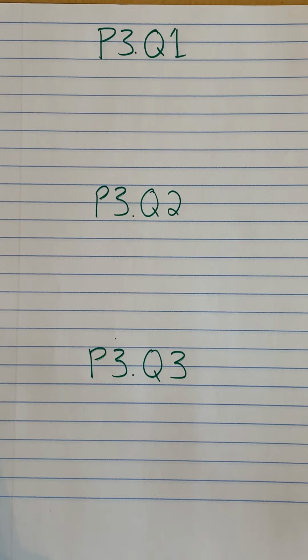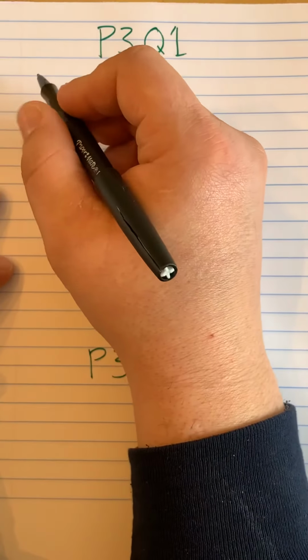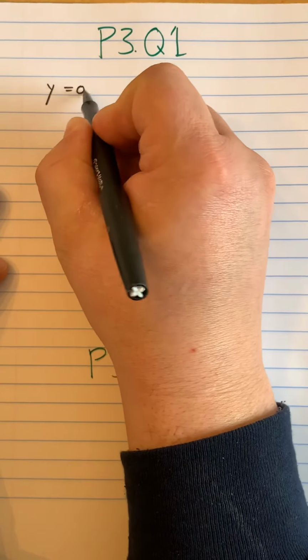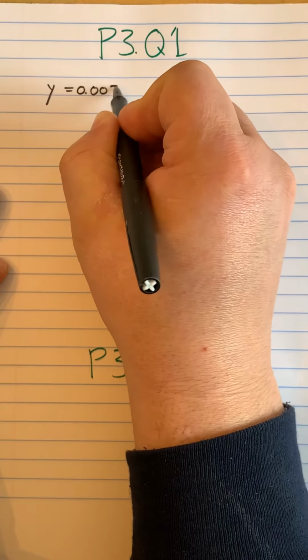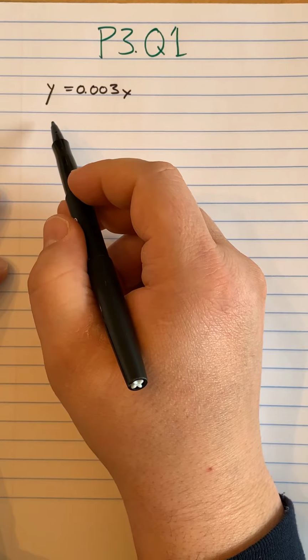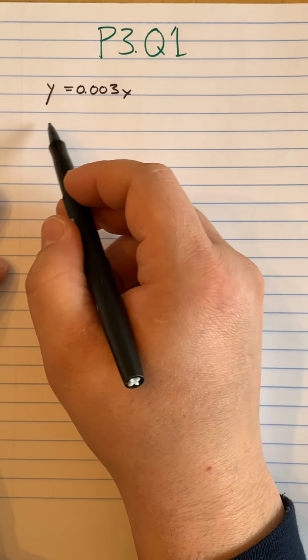All right, so let's start off with question 1. It is asking you about how many inches of rain fall in 2 minutes. But they give you some very important information. They tell you that y equals 0.003x. And y is, if you look in the instructions, the amount of rain.